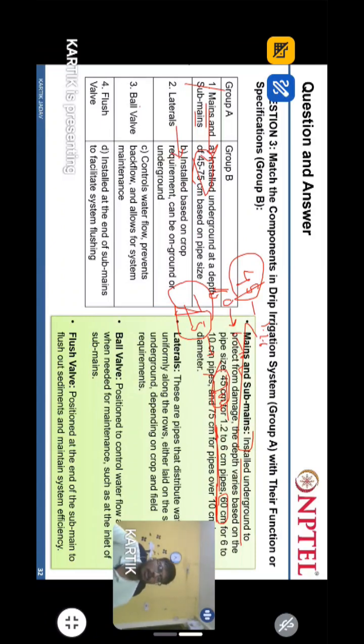Then ball valve, we know the ball valve controls the water flow, right? And it is positioned at the inlet end of the submain system. And flush valve, we are also using in submain, but it is at the end of the submain, right? To facilitate the system flushing to remove the particles that may gather with poor irrigation water quality. We are flushing to improve the system efficiency.